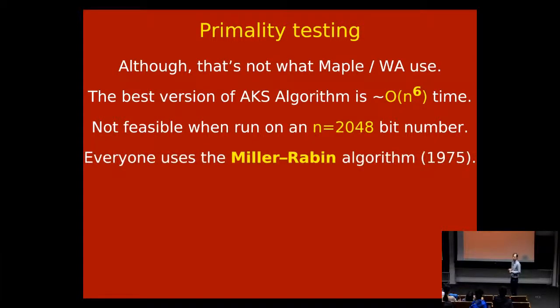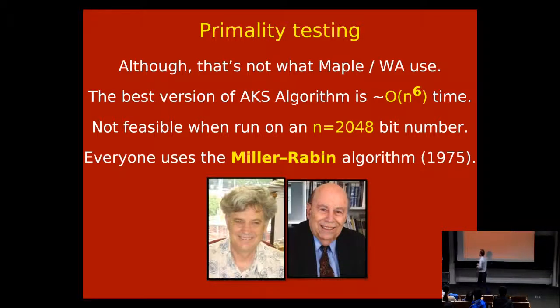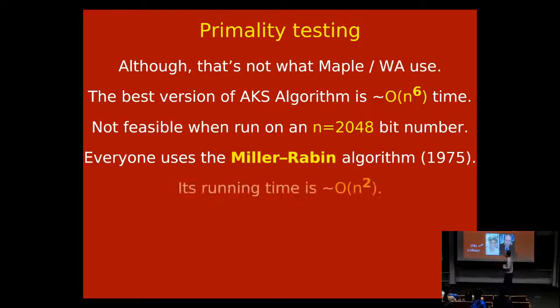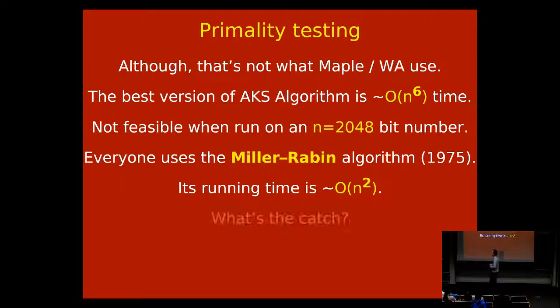So what do they do? Well, they use a different algorithm called the Miller-Rabin algorithm, which is from 40 years ago. It's Miller and Rabin. He's a CMU professor here, so give him a high five if you see him. Its running time is basically n squared. And that's what people use.